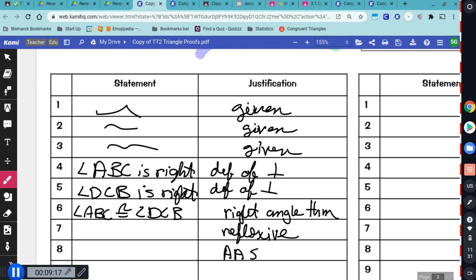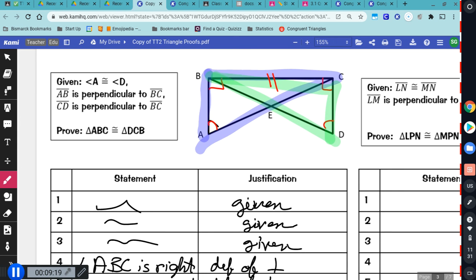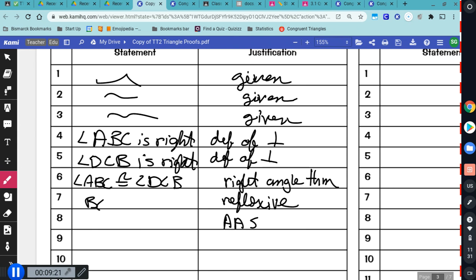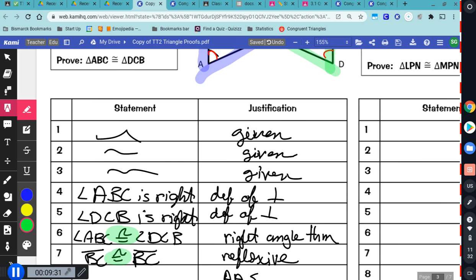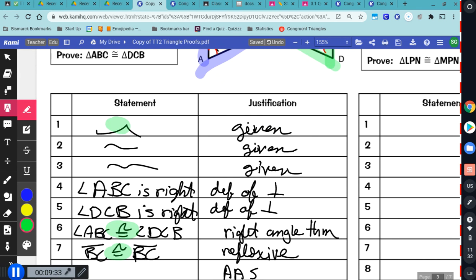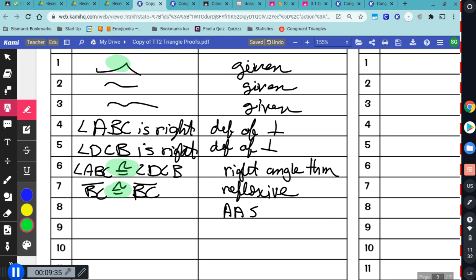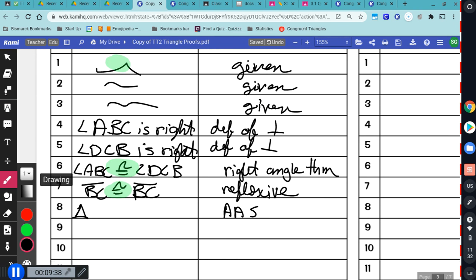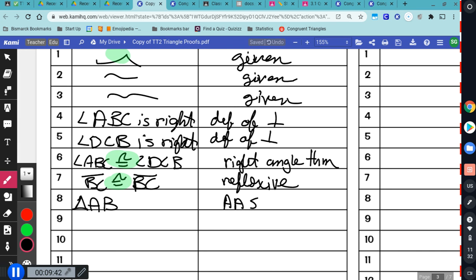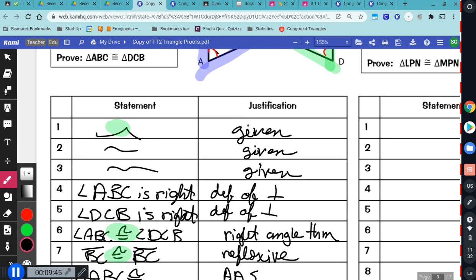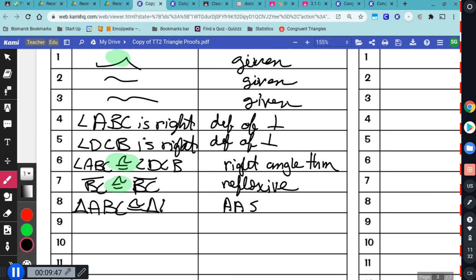The reflexive property is that side that is shared. BC is congruent to BC. So then we have our three congruency statements. I have a side congruency, I have an angle congruency, and that first given had another angle congruency. So now the triangles, let's see, what is ABC, are congruent to each other. Okay, DCB. Okay, so that's it for notes.